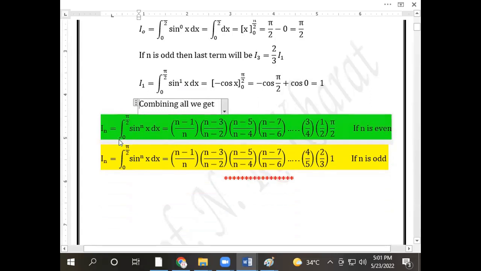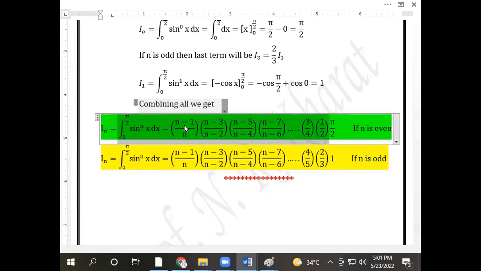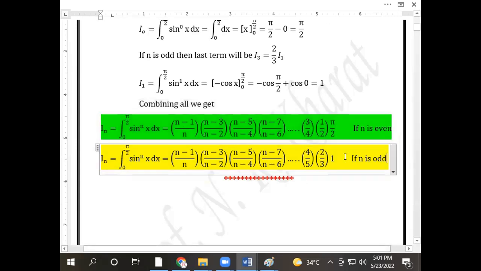So I n is equal to the integration from 0 to pi by 2 of sine raised to n x dx is equal to, denominator n, numerator n minus 1, n minus 2, n minus 3, n minus 4, n minus 5, n minus 6, n minus 7, up to 1 by 2, and lastly pi by 2, if the value of n is even. If the value of n is odd, we get a second reduction formula for sine whose integration runs from 0 to pi by 2.